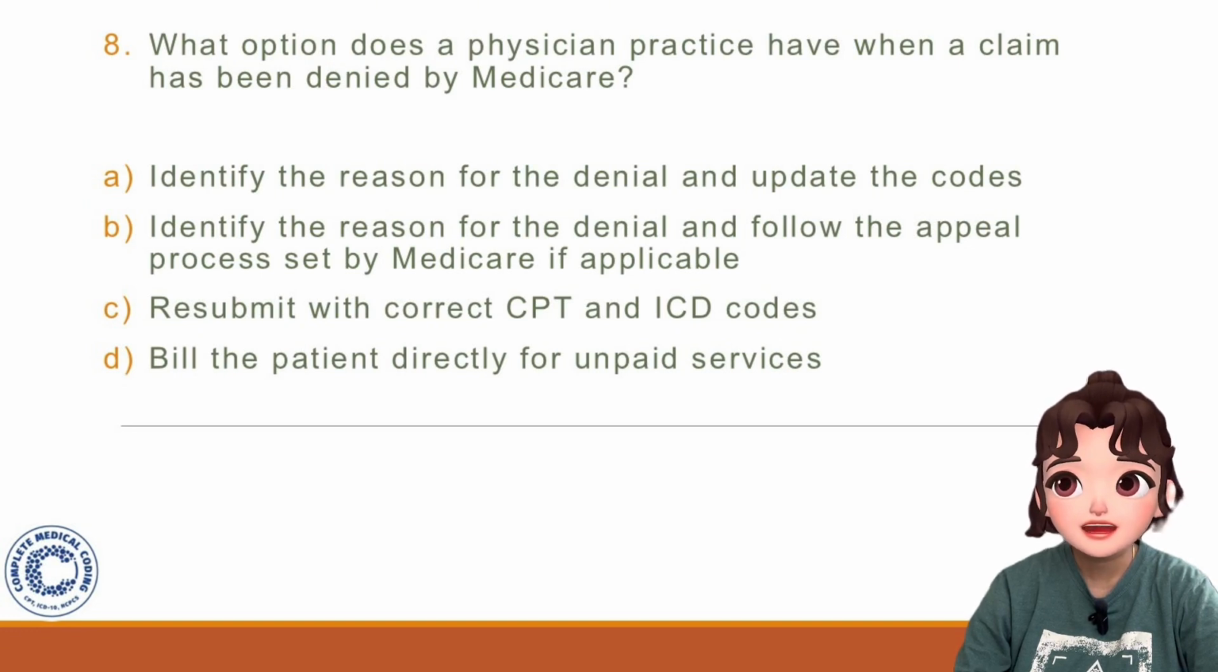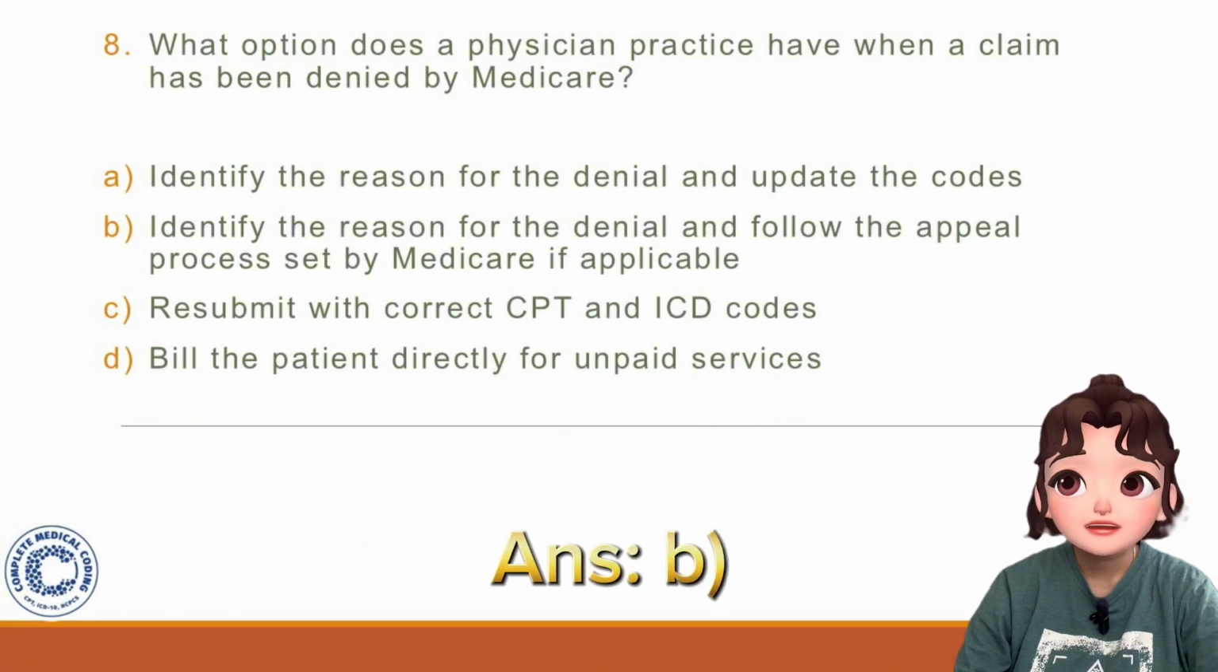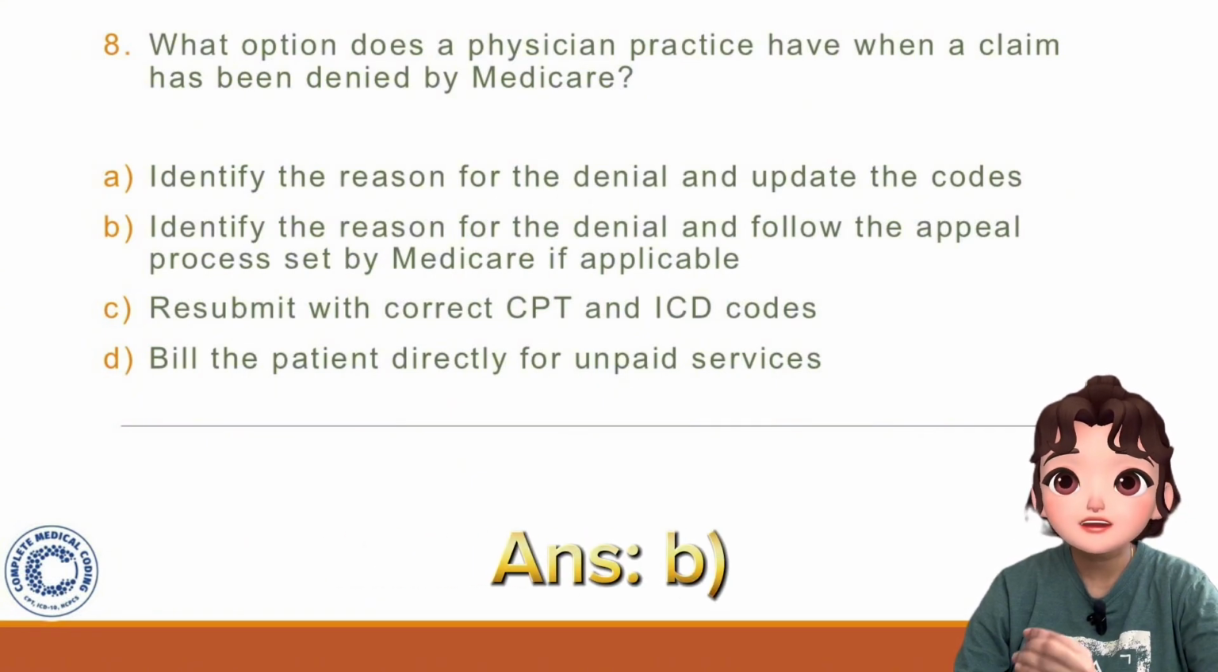Identify the reason for the denial and update the codes. Identify the reason for the denial and follow the appeal process set by Medicare, if applicable. Resubmit with correct CPT and ICD codes, or bill the patient directly for unpaid services. What is the answer? The answer is option B. Identify the reason for the denial and follow the appeal process set by Medicare, if applicable.